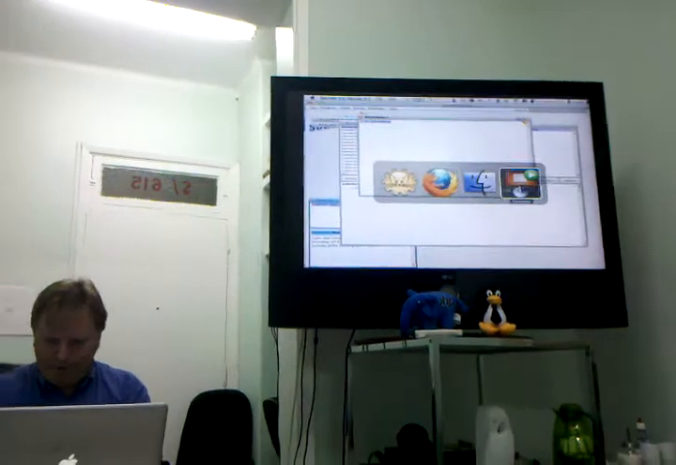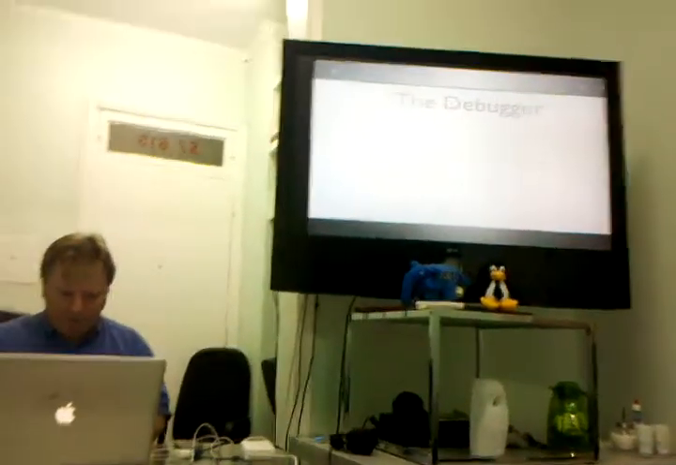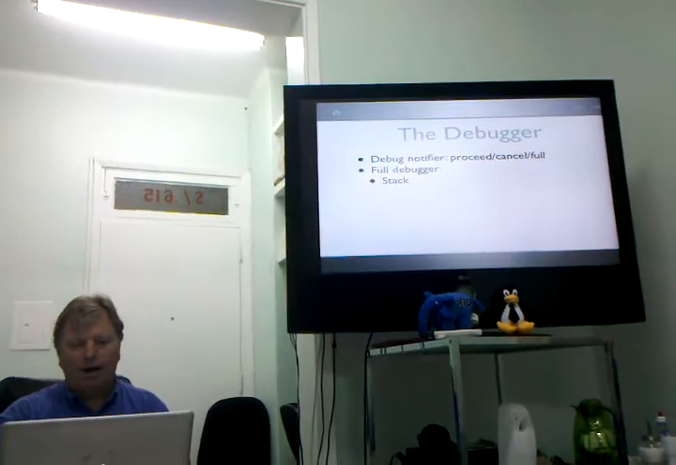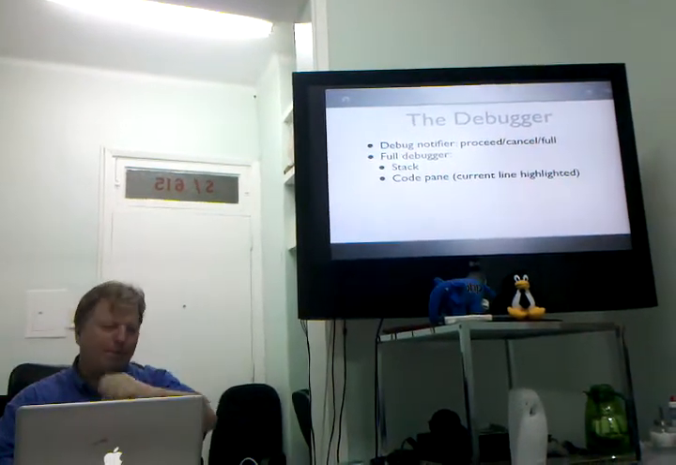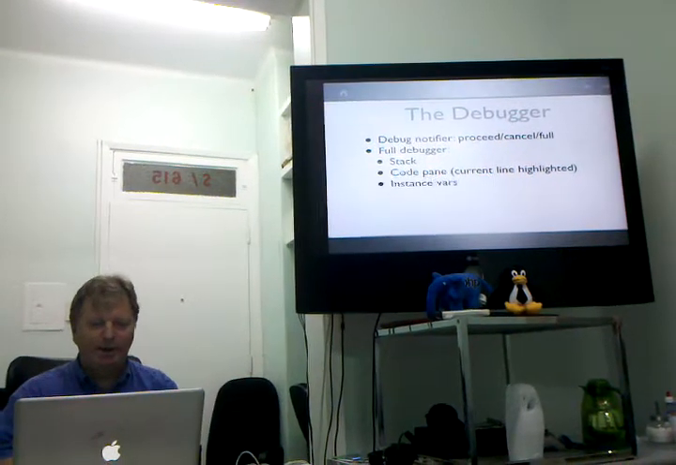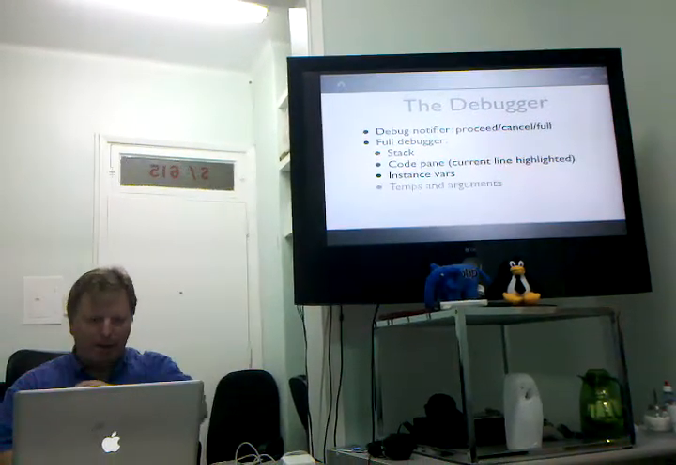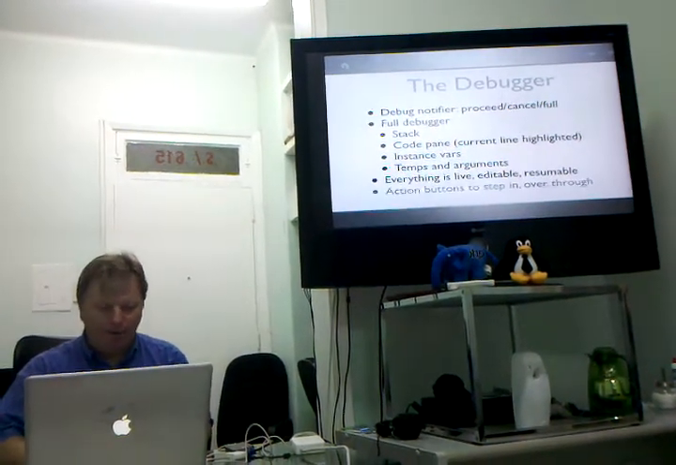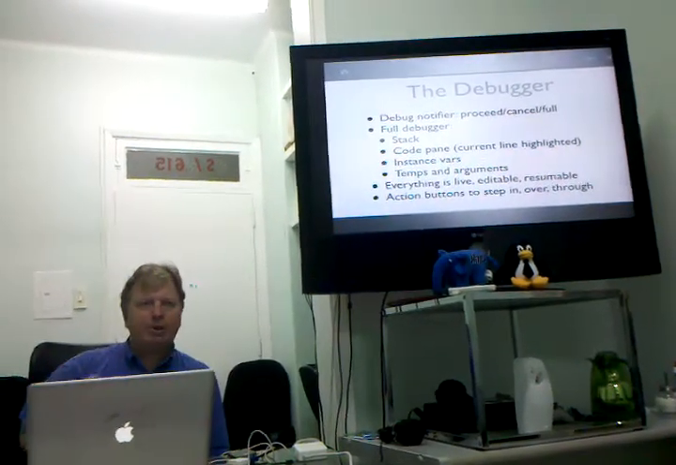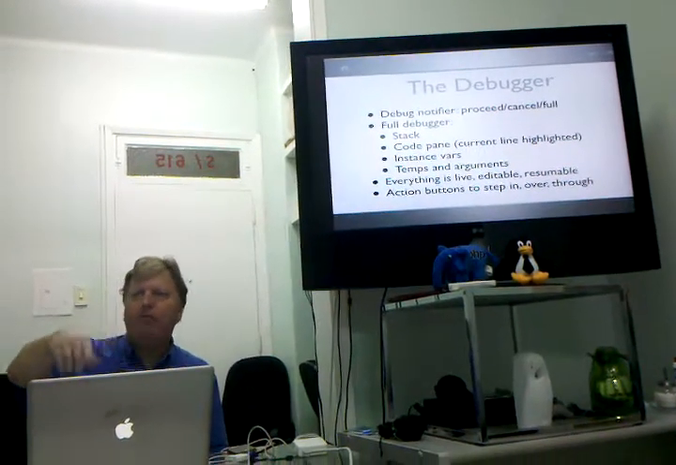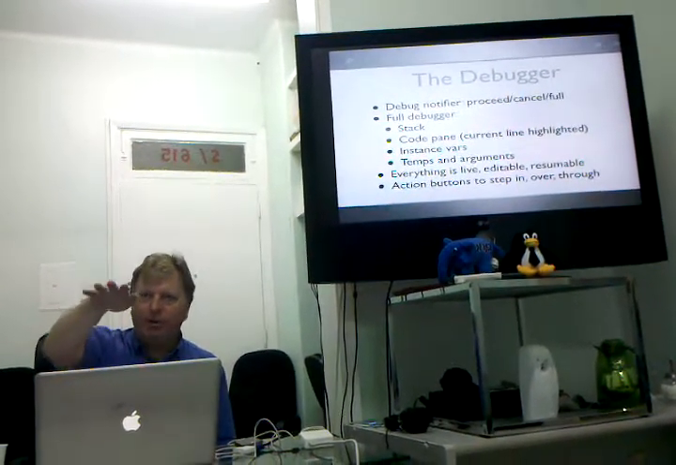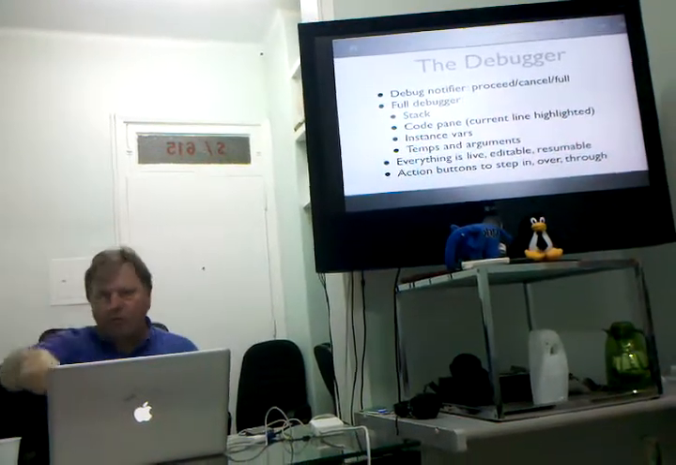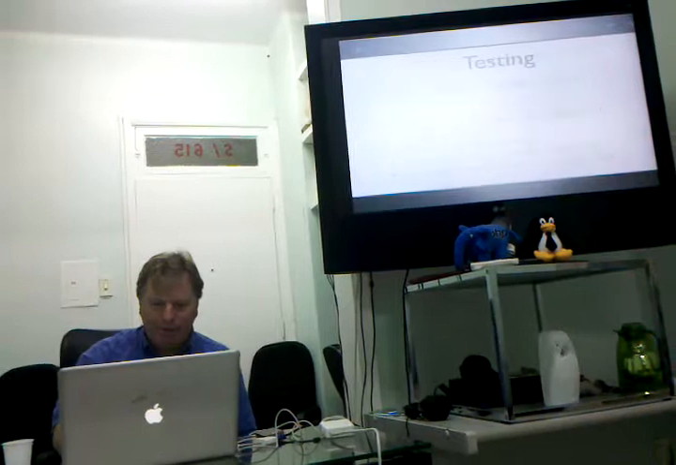Okay, and what else do I have in my slides? So we saw the Explorer view, I showed you the debugger already. Proceed, cancel, full. The full debugger shows you the stack at the top, as the code pane with the current line highlighted, instance pairs in the lower left-hand corner, and temps and arguments in the lower right-hand corner. And everything's live, editable, resumable. Now there are action buttons to do like traditional debuggers. You can step by step walk through some code if you want, and you can say whether to just stay in the current method or if it's another method called to drill down in, so you can go into or over or around. So that's all available to you.